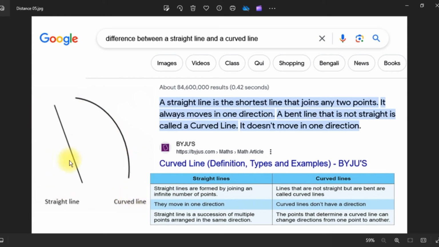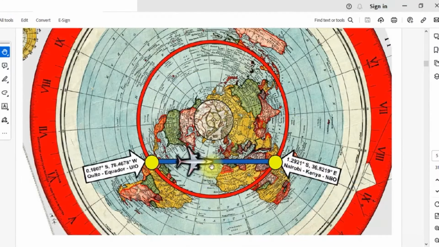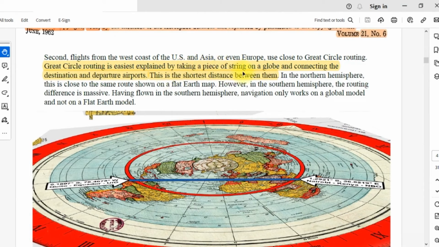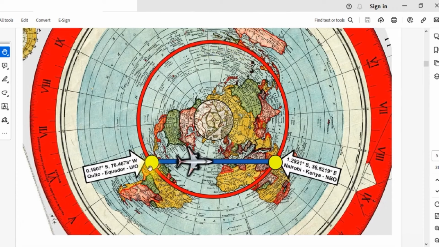This is a straight line. Curved line definition explains right here. Curved lines that are not straight but are bent, are called curved lines. So have you tried to take a piece of string and lie it on a flat earth map? This is the Great Circle Route. Great Circle Route means the greater circle of the equator. Okay, all those latitude lines are circles. The Great Circle Line is a shortcut between them.